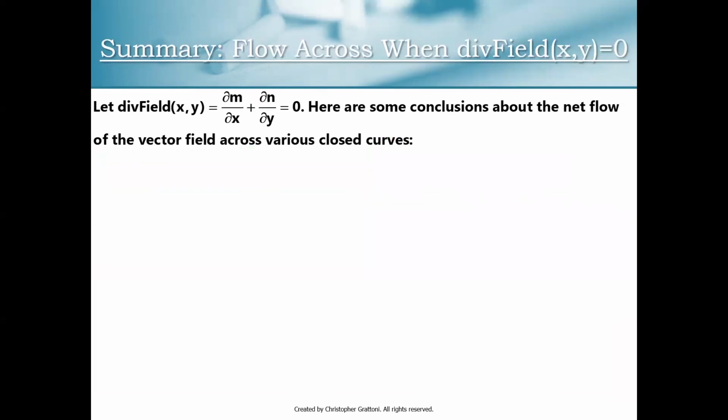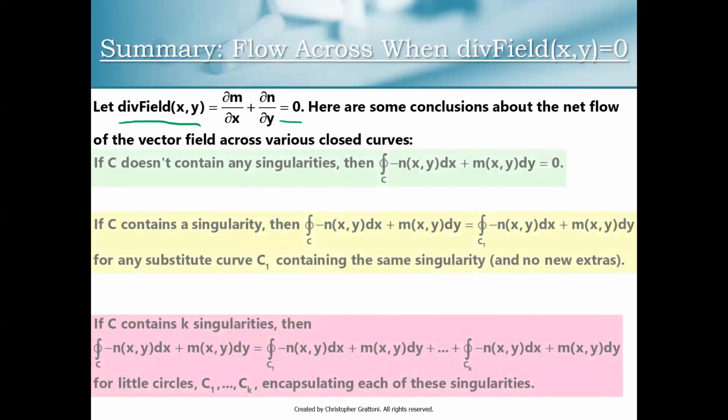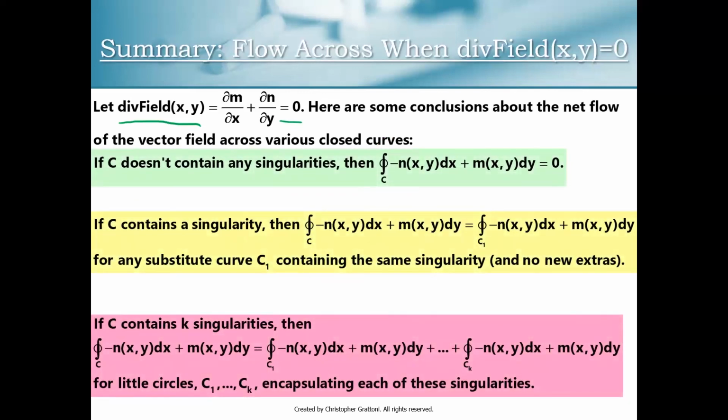And finally, the last thing I'm going to point out in this video is we have the exact same setup if we happen to have a scenario where the divergence of our vector field is equal to 0 everywhere except for at any singularities you might have. So if the divergence is equal to 0 and your curve does not contain any singularities, then the flow across is going to equal 0. If your curve does contain a singularity, just use a small replacement curve, probably a small circle centered at the singularity, and you'll get the same result by computing the flow across that small circle as you would have computing the flow across your original curve.